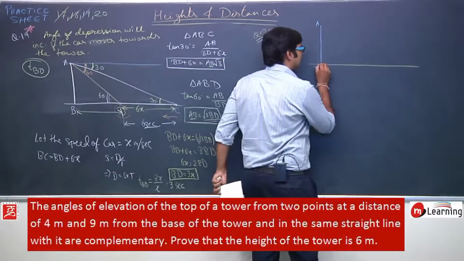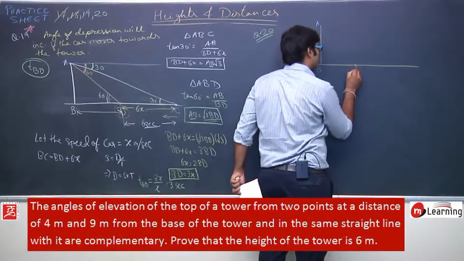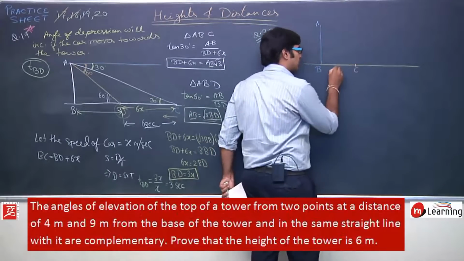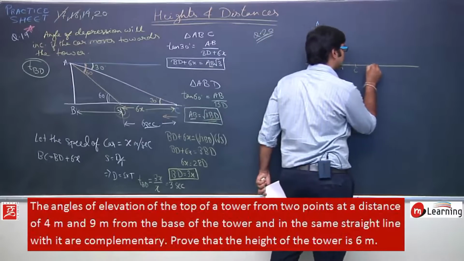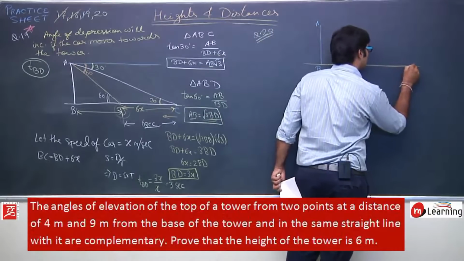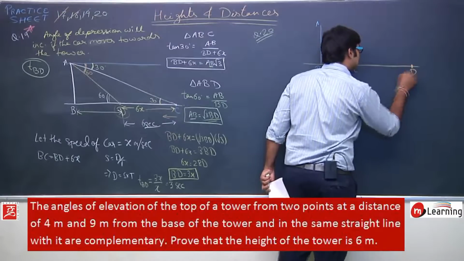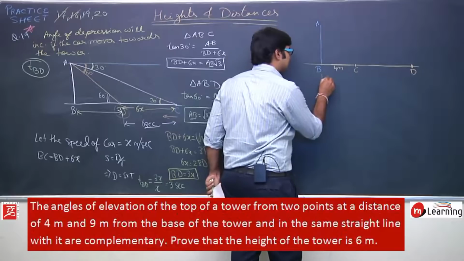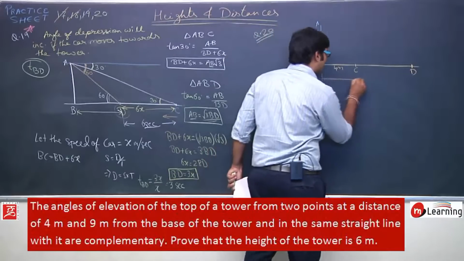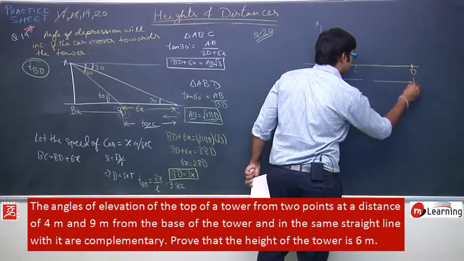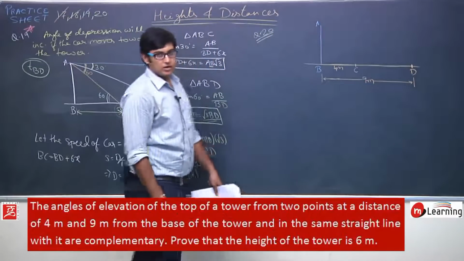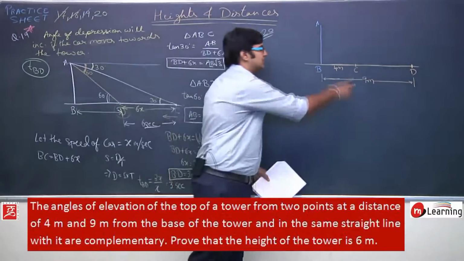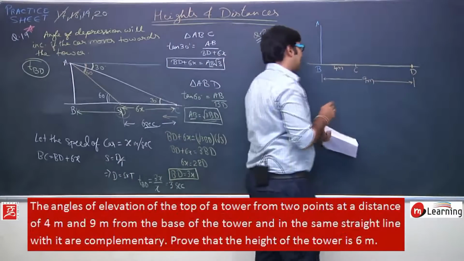One is 4 meters away. Let us say this is point C, which is 4 meters away from point B, and another point is 9 meters away. Let us say this is the D point, and the distance between this point B and D point is 9 meters. Now if I observe the tower from this C point, my line of sight will be this one.